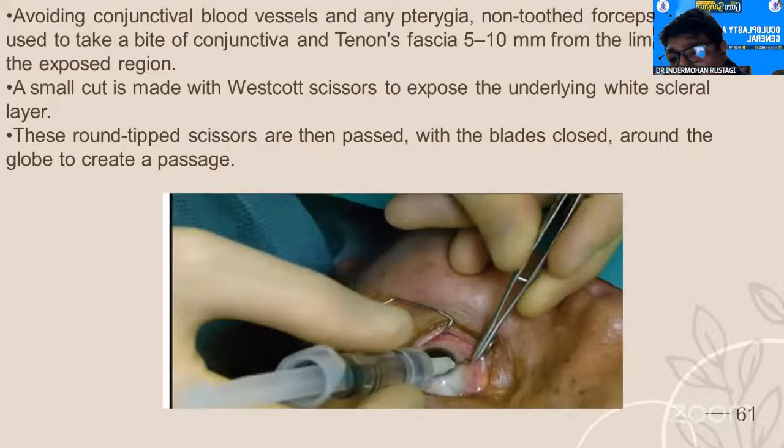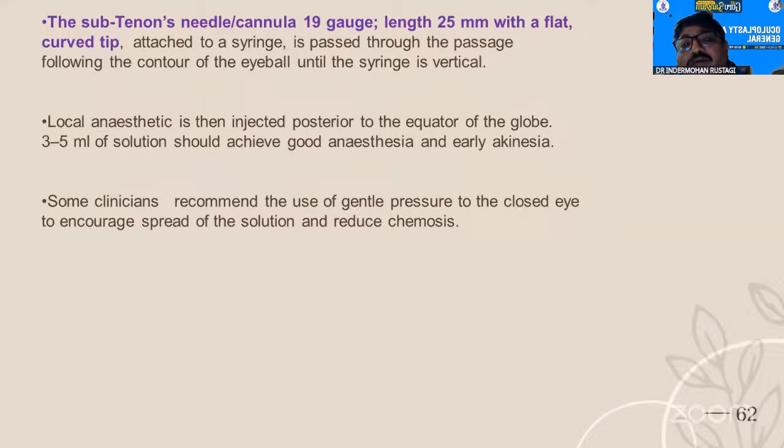After putting in local drops, we use a special cannula, the subtenon cannula. By giving a nick in the conjunctiva, we go with the cannula into the subtenon space. This cannula is 19 gauge, around 25 mm, with a flat or curved tip. The tip is not sharp. It is attached to a syringe filled with the anesthetic agent, and the injection is given posterior to the equator of the globe. Around 3 ml is usually sufficient, and it gives good akinesia and anesthesia.